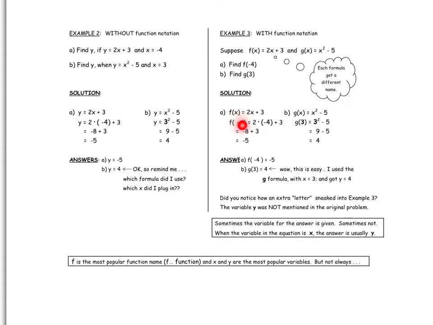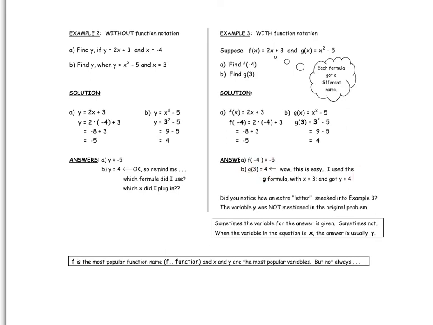I plugged in negative 4 for x, and then actually plugged it into the formula, and wrote negative 5. And in the answer column, I told you that f of negative 4 was negative 5. In B, I reminded you that g of x was x squared minus 5, showed you that g of 3 substitutes 3 for x, calculated 9 take away 5 is 4, and wrote down in the answer column that g of 3 was equal to 4.